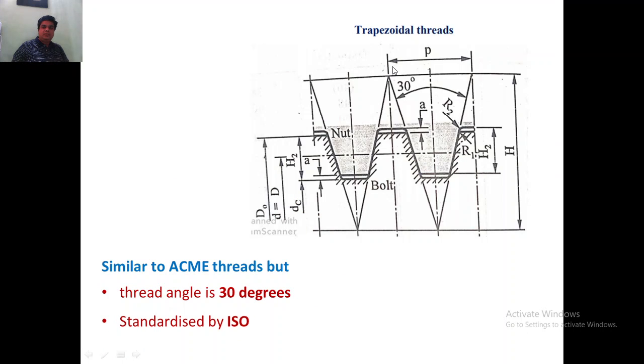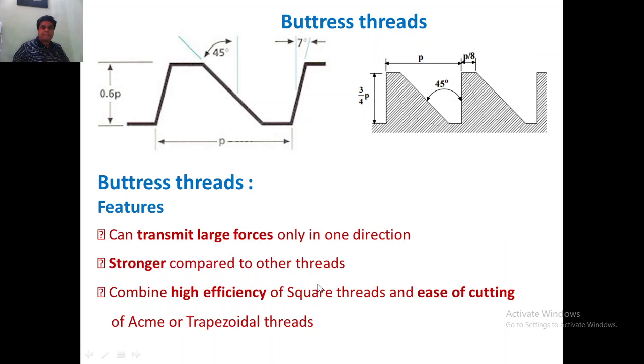And we have one more form of acme thread, slightly modified, where a small change is made in the acme thread with respect to the angle. We call this trapezoidal threads. The only difference is it is 30 degree. So the thread angle is 30 degree, and it is standardized by ISO here. So trapezoidal is similar to the acme thread, except that the thread angle is 30 degree.